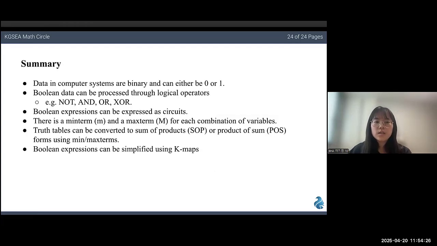Okay, to summarize the content of the presentation, data and computer systems are binary and can either take the value of 0 or 1. Boolean data can be processed through logical operators such as NOT, AND, OR, and XOR. Boolean expressions can be expressed as circuits. There's a minterm lowercase m and a maxterm capital M for each combination of variables. Truth tables can be converted into sum of products SOP or product of sums POS forms using minterms or maxterms, and Boolean expressions can be simplified using K-maps. And this is the end of my presentation. Thank you.